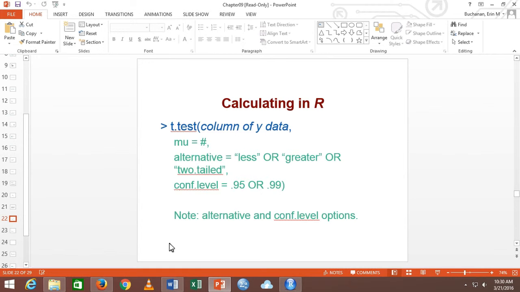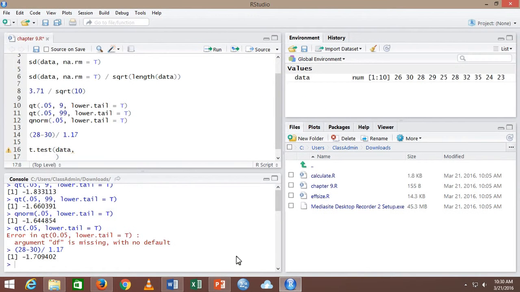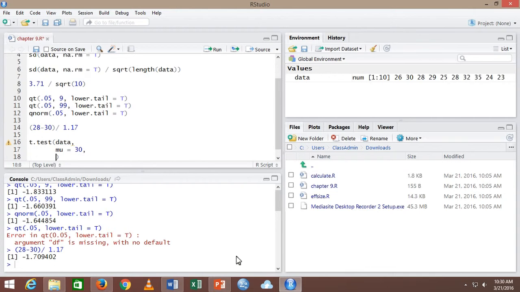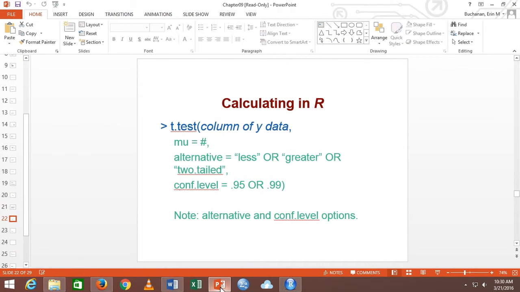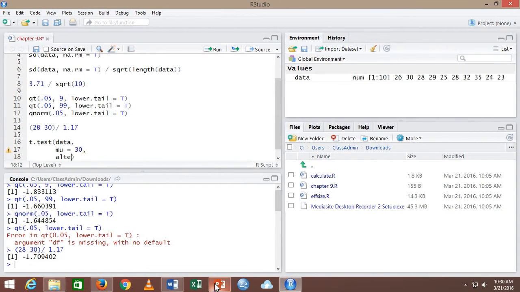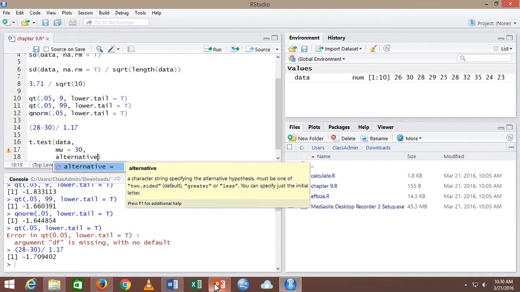The word mu, don't change anything on this side. Okay, so mu equals, and then pick a number. So mu equals 30 in this example. Right, so that's from here. So mu. Alternative equals.